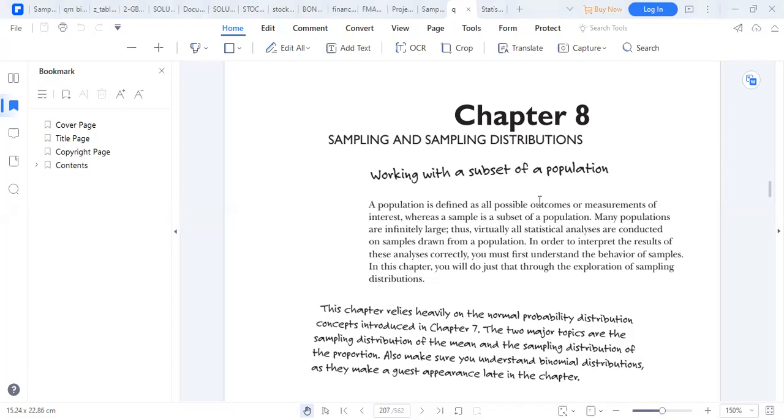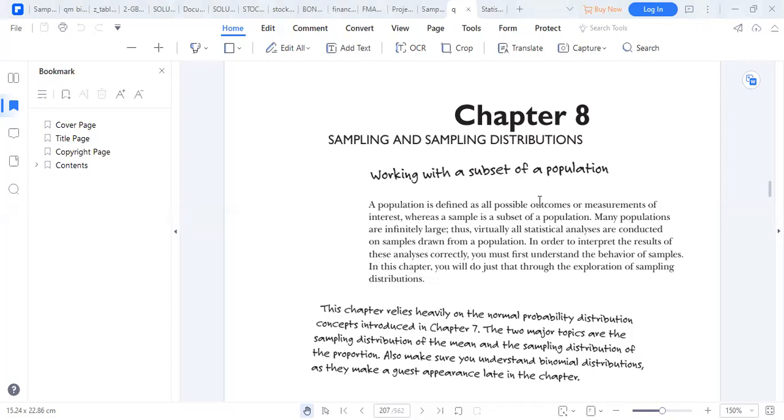We're going to look at sampling and sampling distributions. So in this class, we're going to discuss what a population is, what a census is, what a sample is, and the different types of sampling procedures.